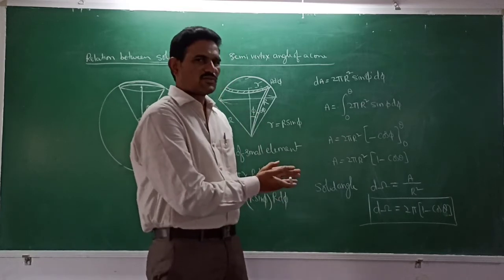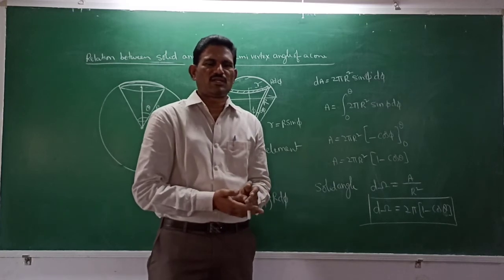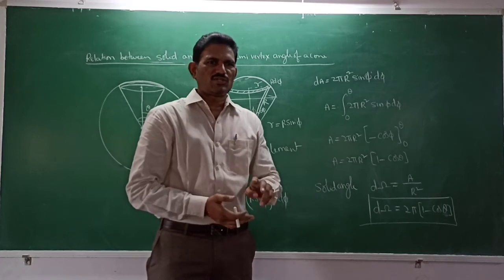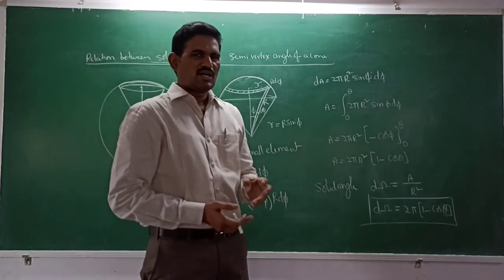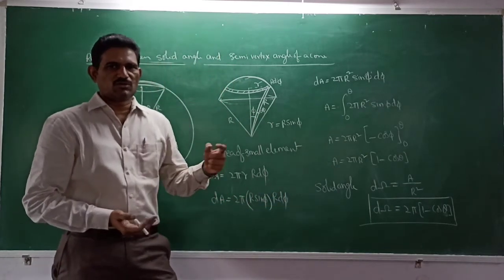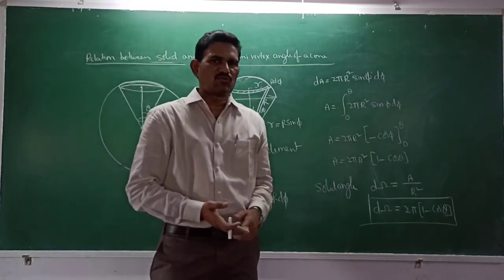But whereas if you are using this formula, this relation between solid angle and plane angle, you can solve it in a single step. So regarding the solid angle, you need to remember one basic definition: dA by r square is a solid angle. And the complete solid angle of any closed object will be equal to 4 pi.